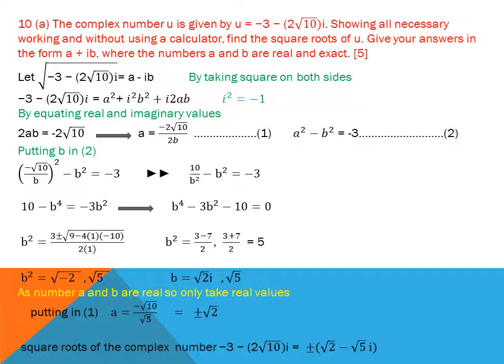In question number 10, it is related to complex numbers. U is given by U is equal to minus 3 minus 2 under root 10 iota. Show unnecessary working without using a calculator. Find the square root of U, giving your answer in the form a minus ib, where the numbers a and b are real and exact. So a and b are real.